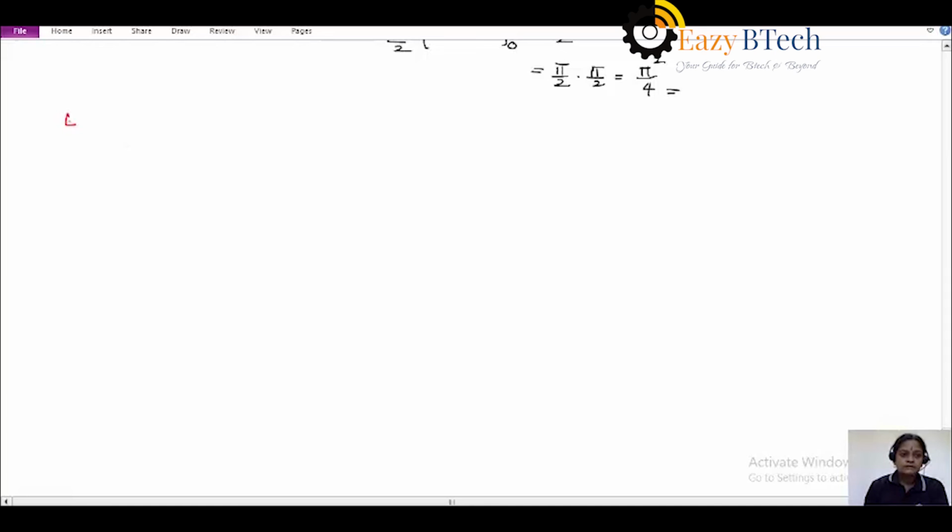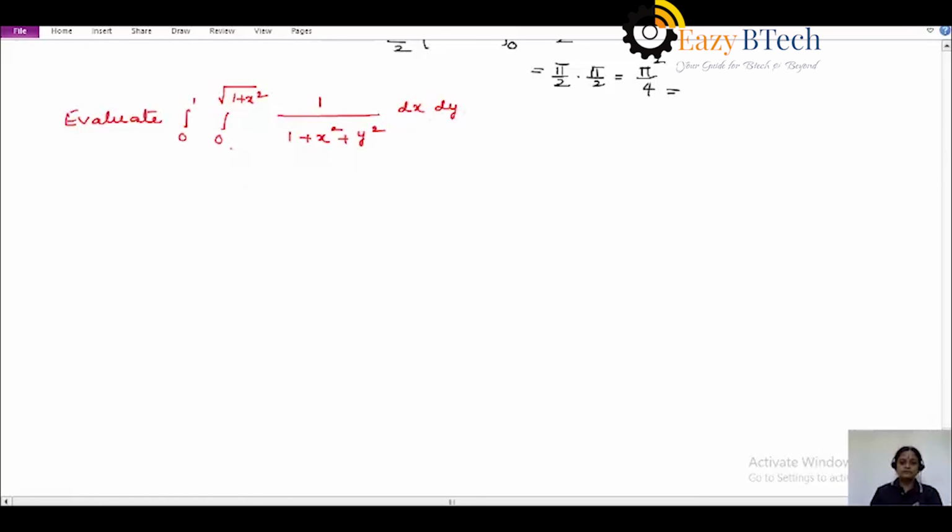Evaluate the integral 0 to 1 and again integral 0 to root of 1 plus x square, 1 by 1 plus x square plus y square dx dy. Okay, it is x square.